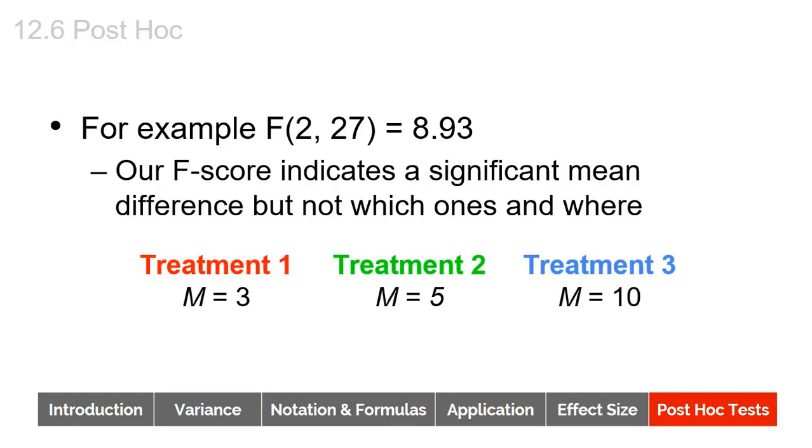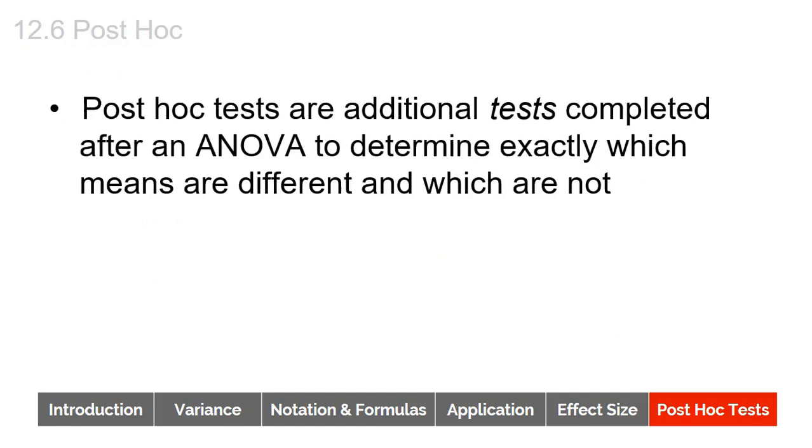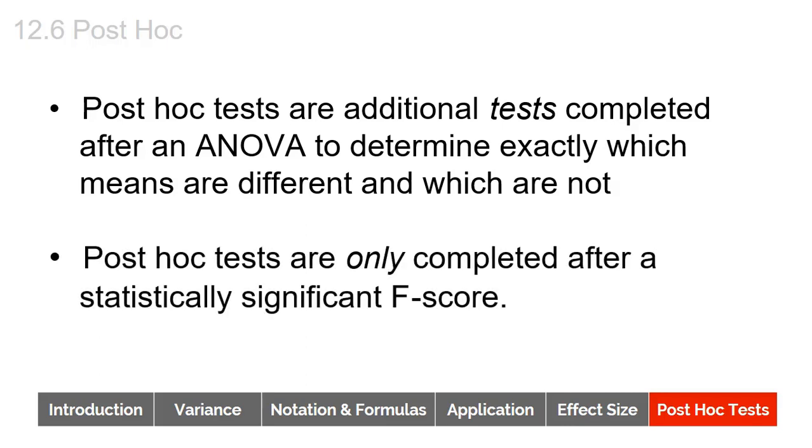Treatment 1, the mean was 3. Treatment 2, the mean was 5. Treatment 3, the mean is 10. We don't know which groups are significantly different. Post hoc tests are additional tests completed after an ANOVA to determine exactly which means are different and which ones are not. So post hoc tests are only completed after a statistically significant F score. If we do an ANOVA and our F score is not statistically significant, we move on. We don't do these post hoc tests.